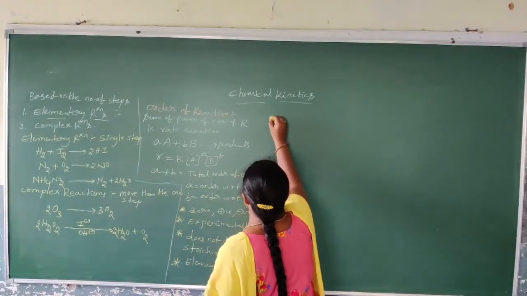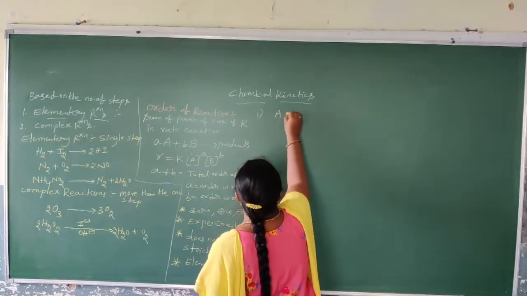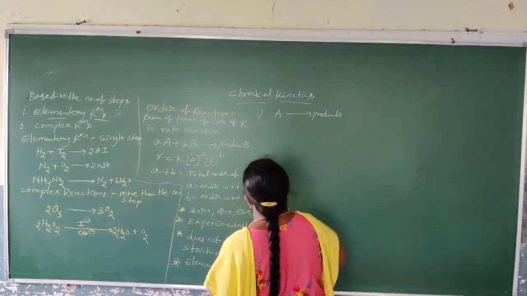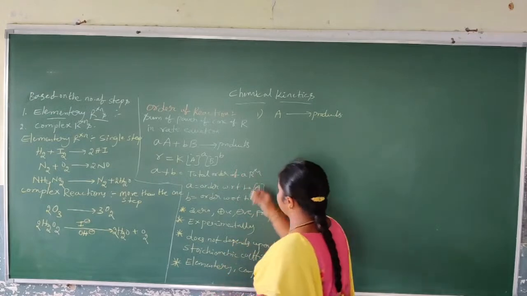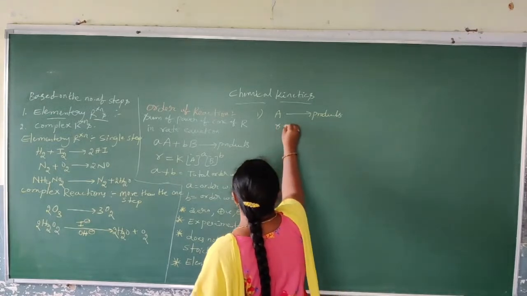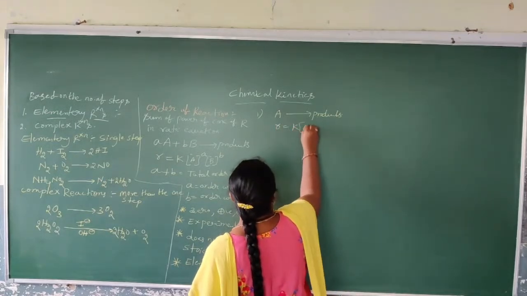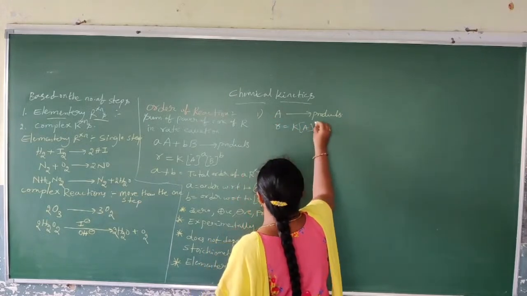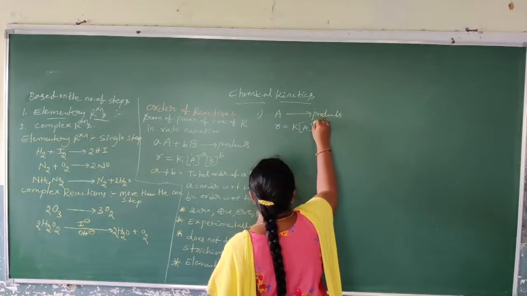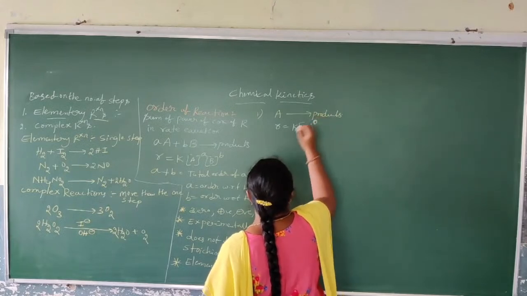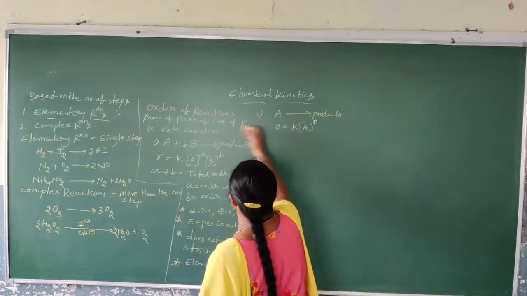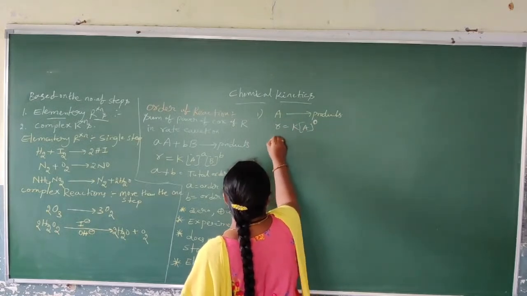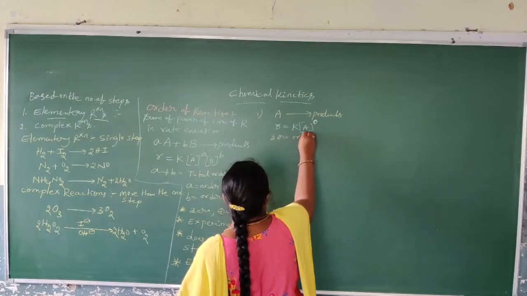For example, I am taking A gives rise to the products. This is one example. How can we write the rate for this reaction? Rate is equal to K into [A] to the power of, here nothing is there means 1, but here it is a 0 order reaction. The power should be 0. If the power is 0, the sum of powers is 0. So it is a 0 order reaction.